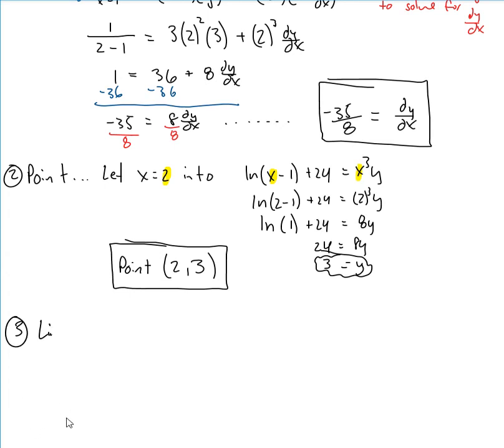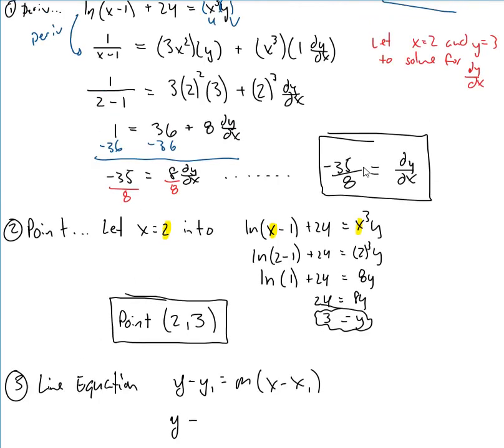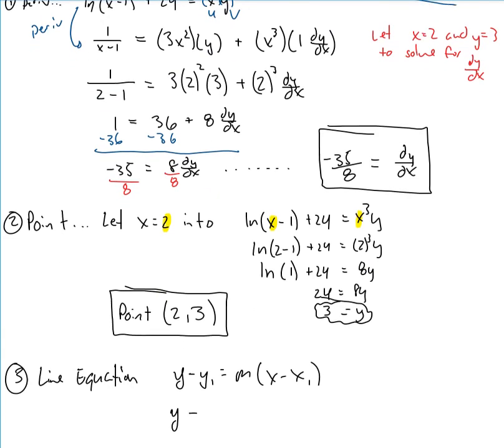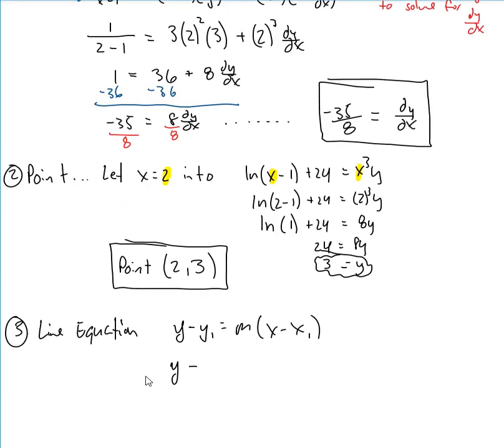We have our line equation, which is y minus y1 equals m times x minus x1. And then now I'm just going to plug all those in. I have y. And notice the way that we use the point. Notice I use it as x and y in this portion. But in this portion, I'm going to use it as x1, y1.